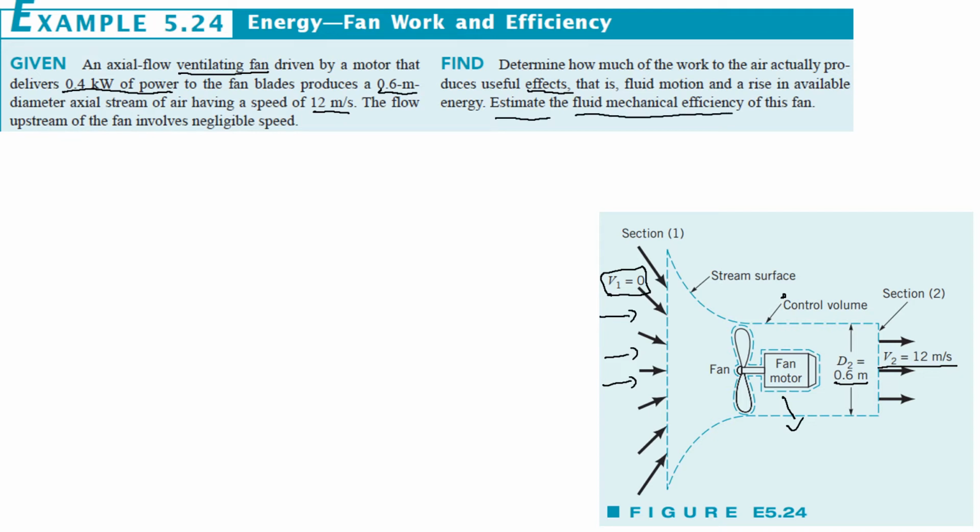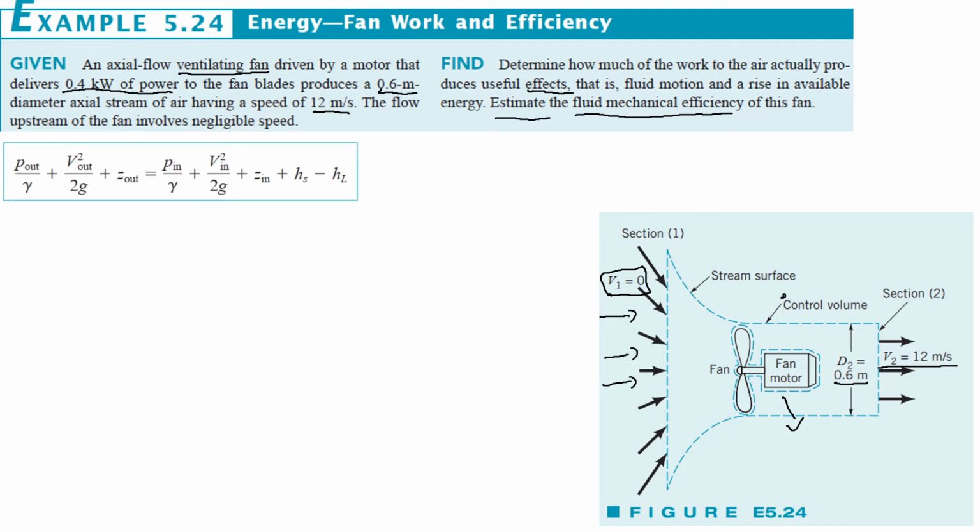So the actual work will include the losses. So we are going to find the actual work that includes the losses, and we will divide it by the ideal work that this fan is doing. So in that case we will get our mechanical efficiency. So let's see our governing equation for this case. This is our governing equation that we derived by comparing our energy and our Bernoulli equation.